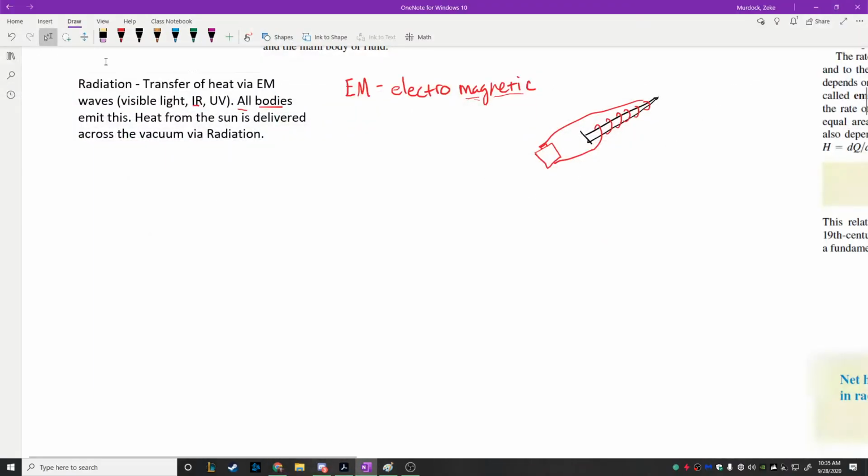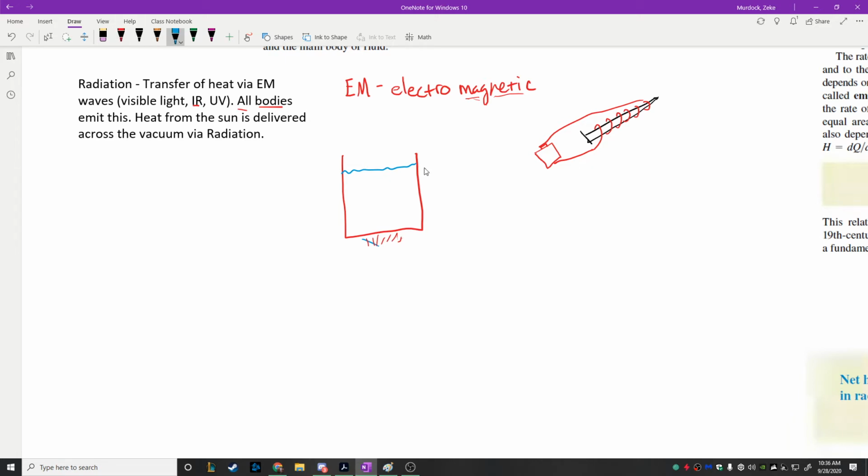So radiation, which is what we're talking about again, is the transfer of heat via those waves that we just saw. And literally all bodies emit this. How do I know all bodies emit this? Well, take any object at all. Let's say, for example, we take a pot of boiling water, and let's say that this water is subjected to heat from the bottom, so it's being heated up.